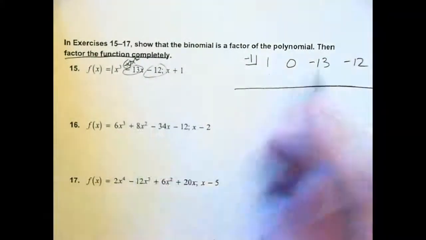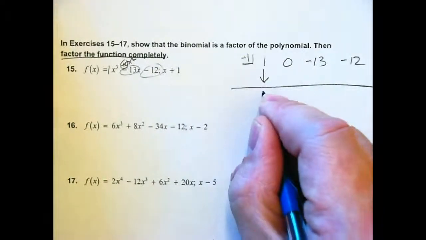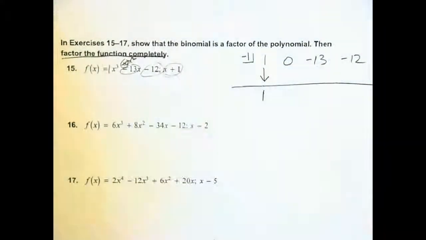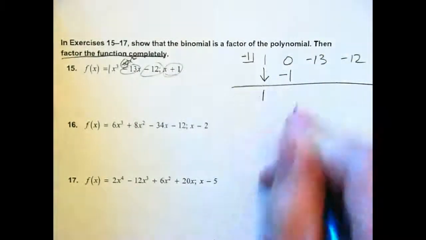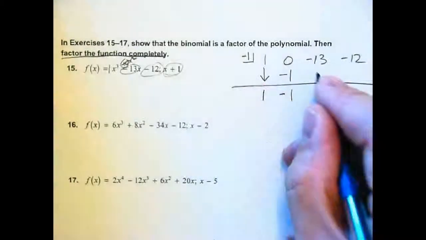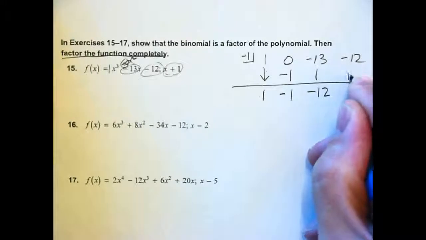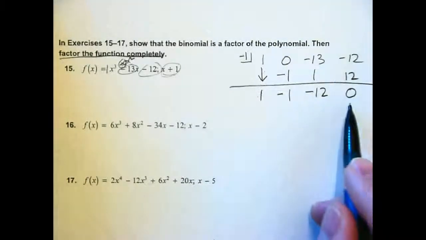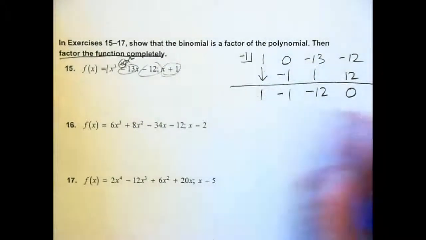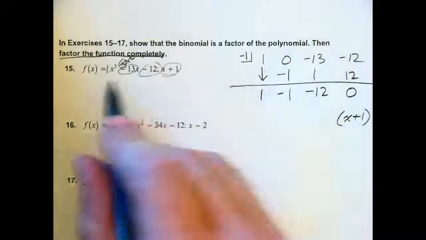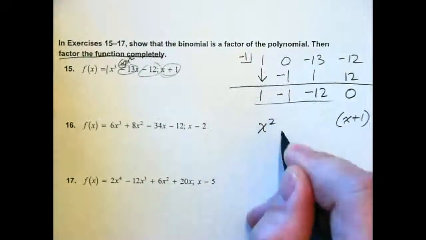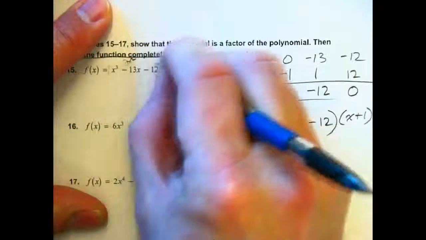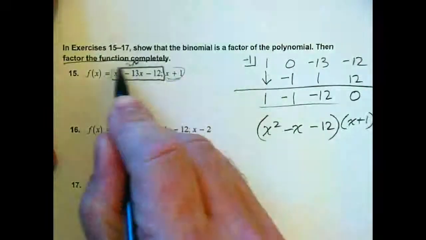Now, if x plus 1 is a factor, when I'm done, what should my remainder be? It should be 0. It's whatever makes this 0. Yep. Is it? Good. Now the benefit of using synthetic division is once you go, yeah, it is, now you actually know what you multiplied x plus 1 by. So you are multiplying x plus 1 by this, 1x squared minus x minus 12. Those two things multiplied together make this function right here. You have now factored it.